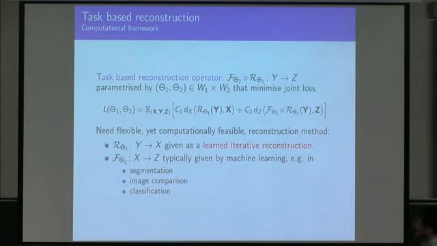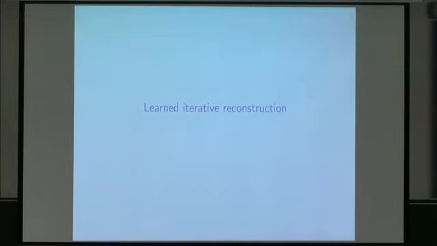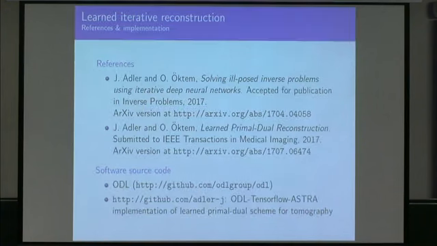And this F operator can be more generically taken as a machine learning approach for these three examples. We're going to do joint reconstruction and segmentation, we're going to do joint reconstruction and image comparison, and we're going to do joint reconstruction and classification. Okay, but before doing all that, let me say a couple of words about learned iterative reconstruction. So these are the references for what I'm going to say. There's also software for you guys to play around with if you want.